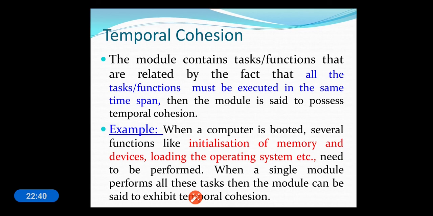Coming to temporal cohesion. A module contains tasks or functions that are related by the fact that all of them must be executed in the same time span. If a set of functions are to be executed in the same time span, then the module is said to possess temporal cohesion. For example, when a computer is booted, several functions like initialization of memory and devices, loading the operating system, etc. are to be performed in the same time span. So we can say there is temporal cohesion in this module.